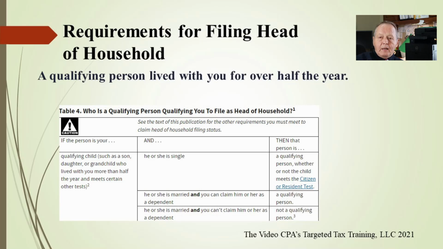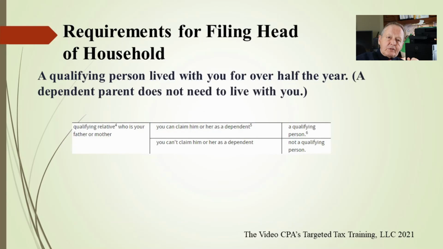So let's look at other types. Qualifying relative, who's your father or your mother. Okay, and I said that a father or a mother don't have to be living with you in order to qualify you as head of household. But they do have to be claimed as a dependent by you. So you have to be able to claim your father or your mother as a dependent in order to file head of household with them.